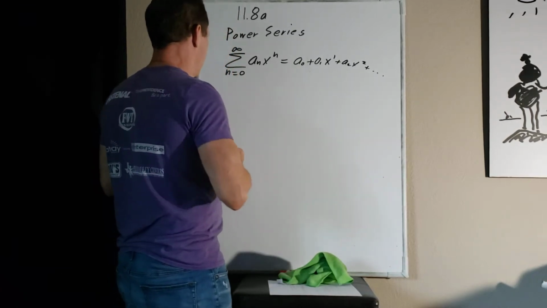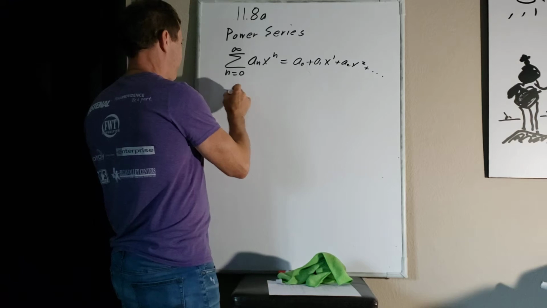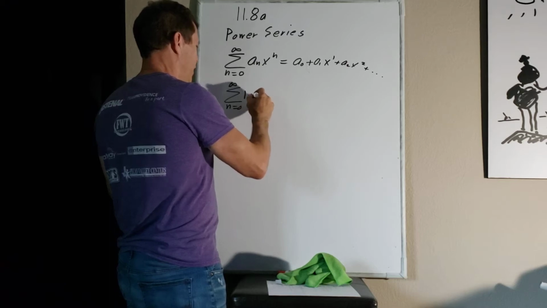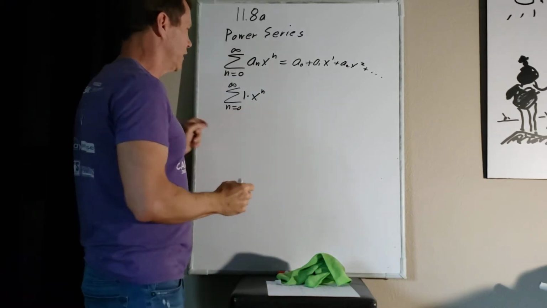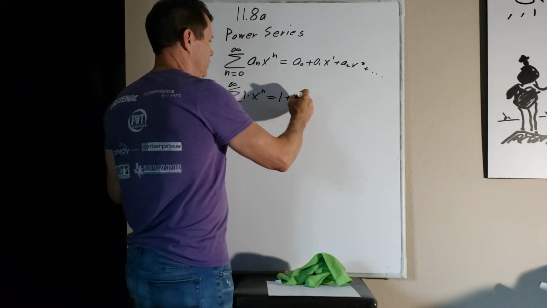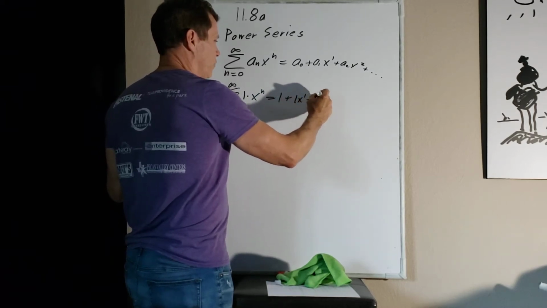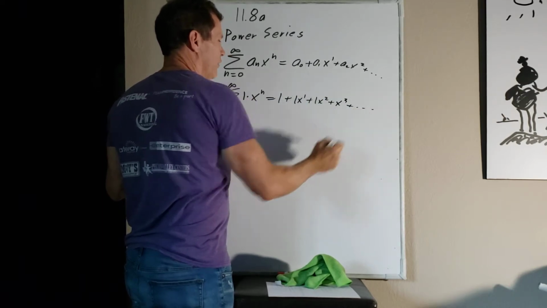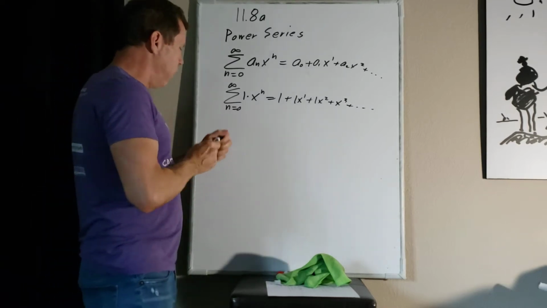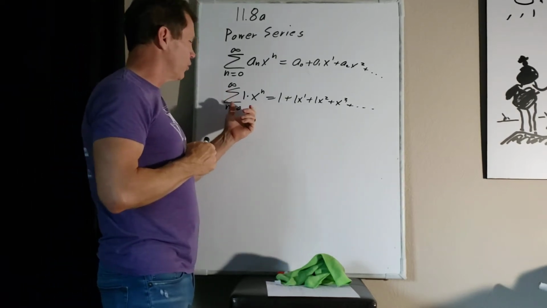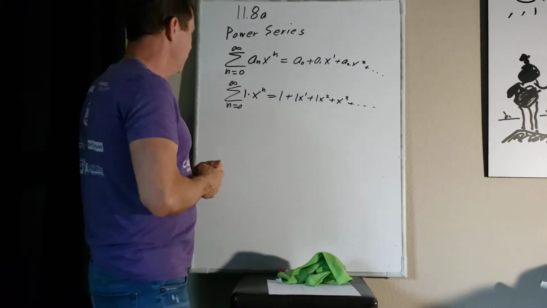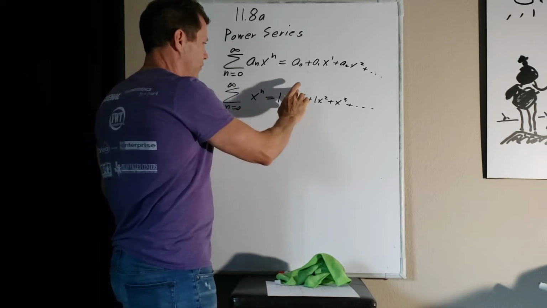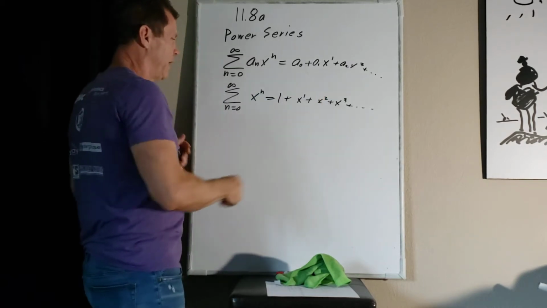I'm going to look at summation n equals 0 to infinity of 1 times x to the n. So each one of the coefficients is 1 in this case. So that's going to be 1 plus 1 times x to the first power plus 1 times x squared plus 1 times x cubed plus dot, dot, dot forever. Now, this power series will converge some places and won't converge some places. So what does this guy really look like? Well, there's no real reason to write the 1 there. So there's your power series.